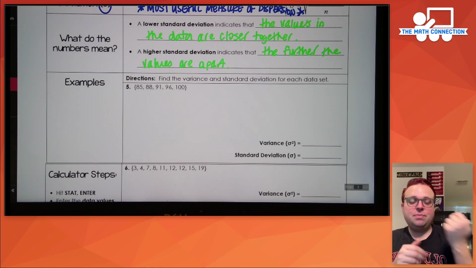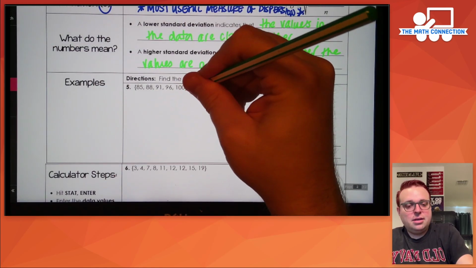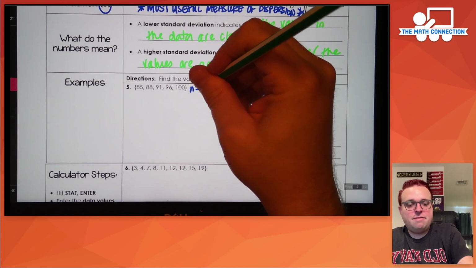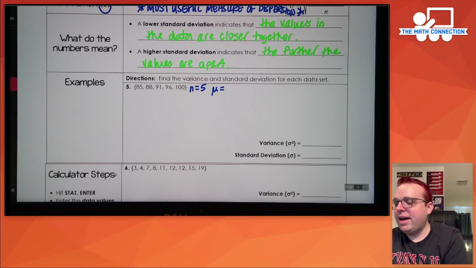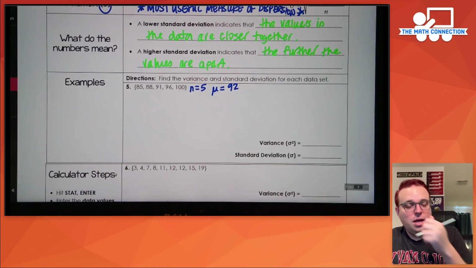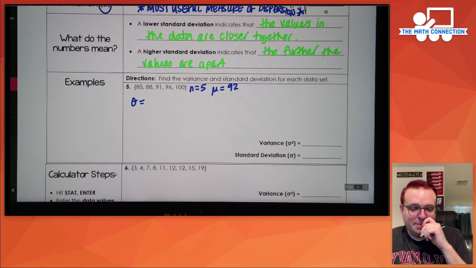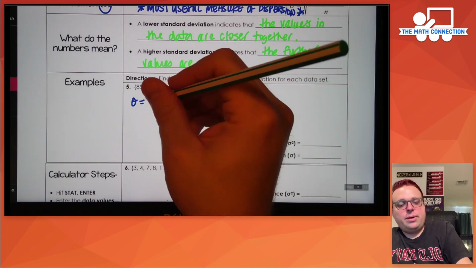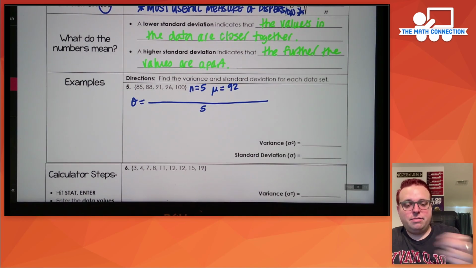So let's plug this in. First, we need to know how many values there are. So I need to know what n is. N is 5. And then we need to also find the average. That would be adding up all those values: 85, 88, 91, 96, and 100, and dividing that by 5, and that gives me 92. So the variance, or the sigma, little sigma, I should say, is going to be found by doing a whole bunch of adding and dividing that by n, which is 5.